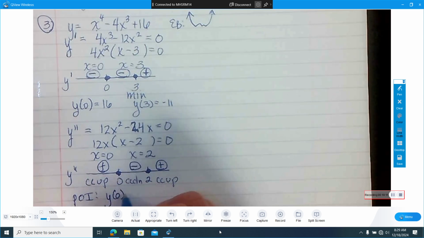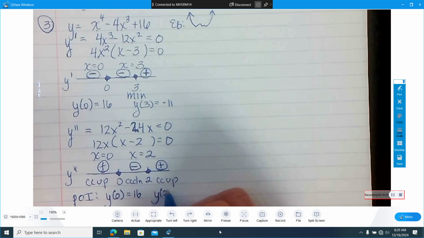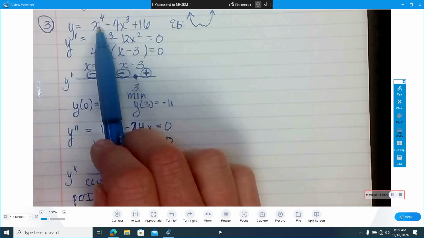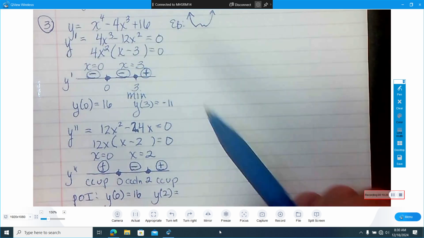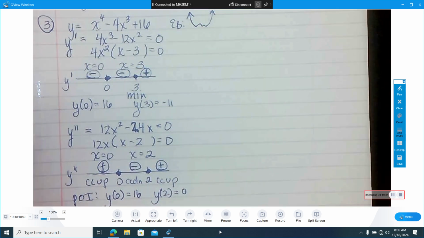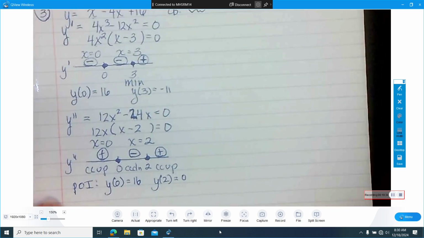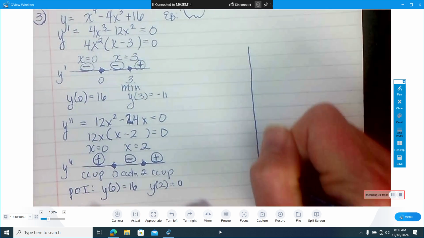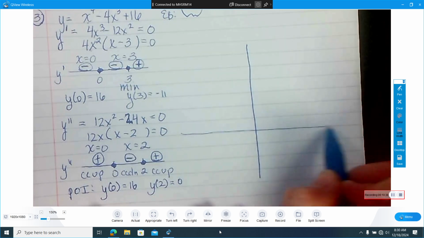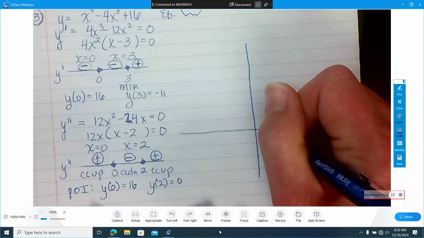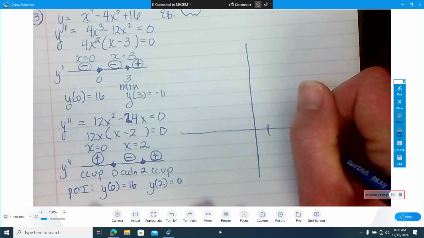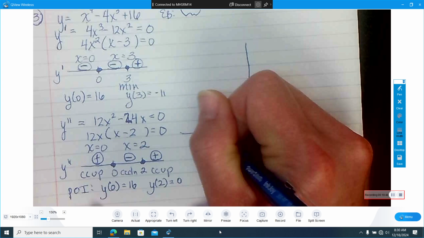So at 0, again, we get 16 in our original function. And plugging in a 2, I think we also get 0. Yeah, okay. All right, so we've got a lot of information going on here. I'm not going to graph all the way up to 16, but 1, 2, 3, 4, 1, 2, 3.